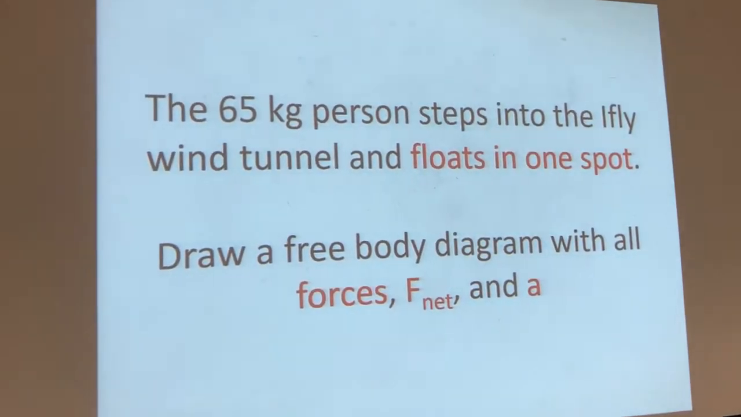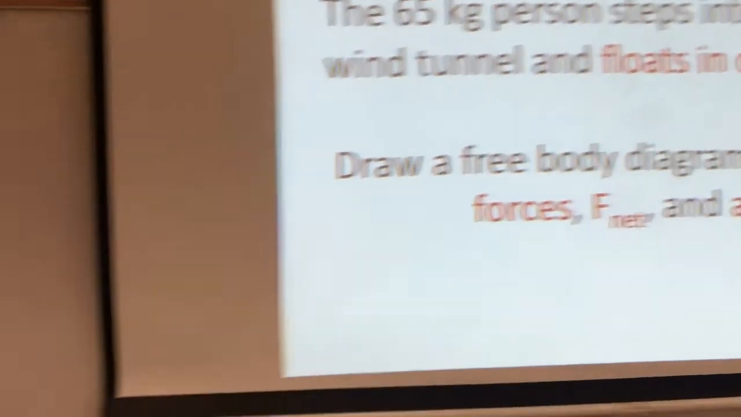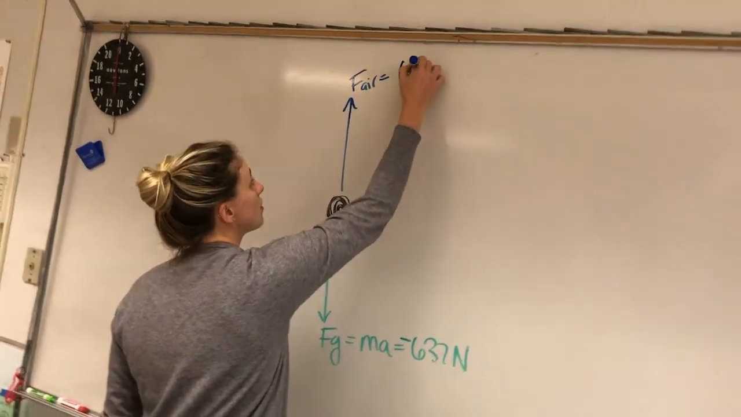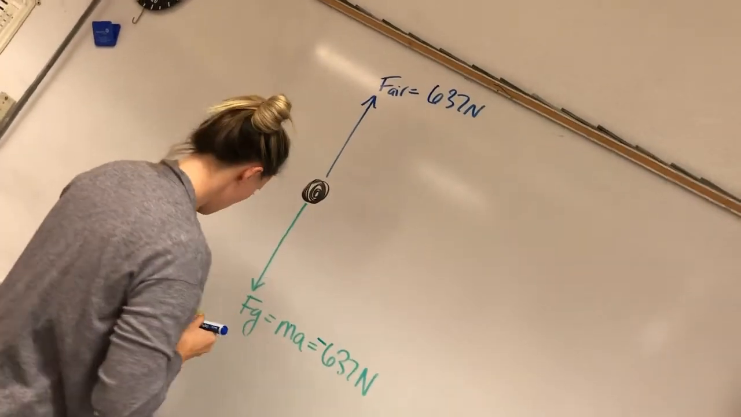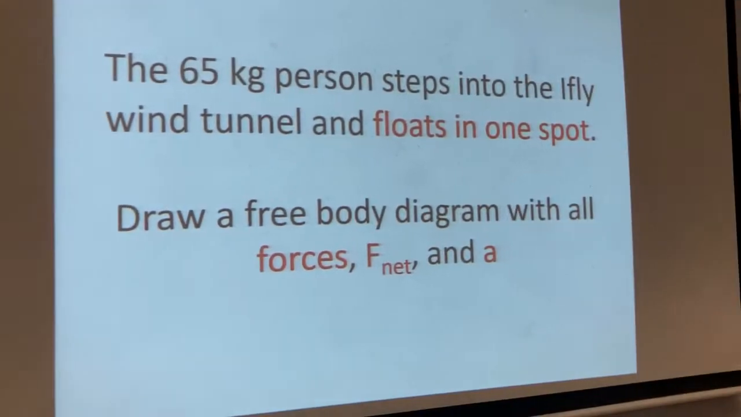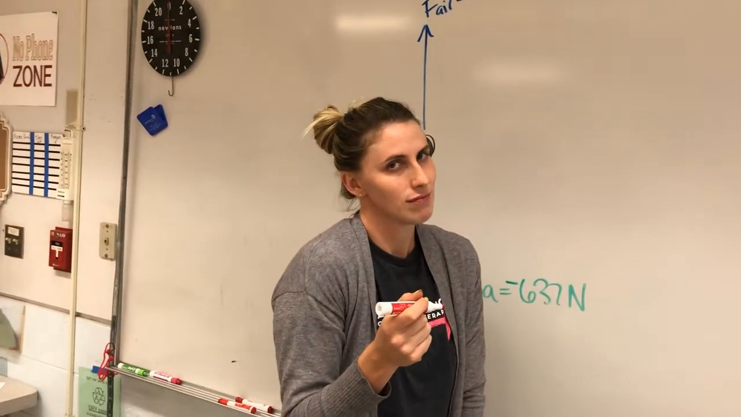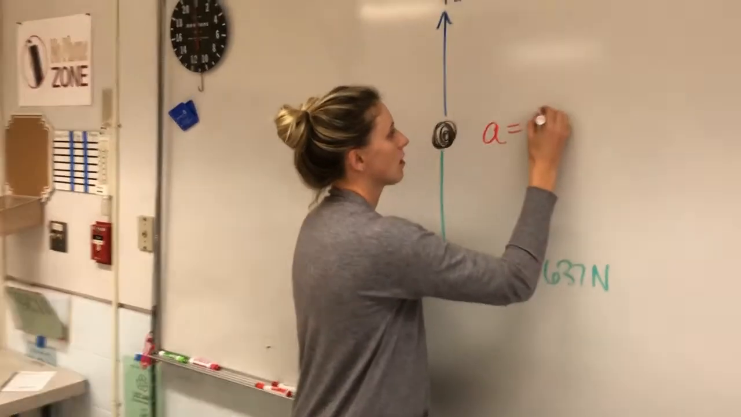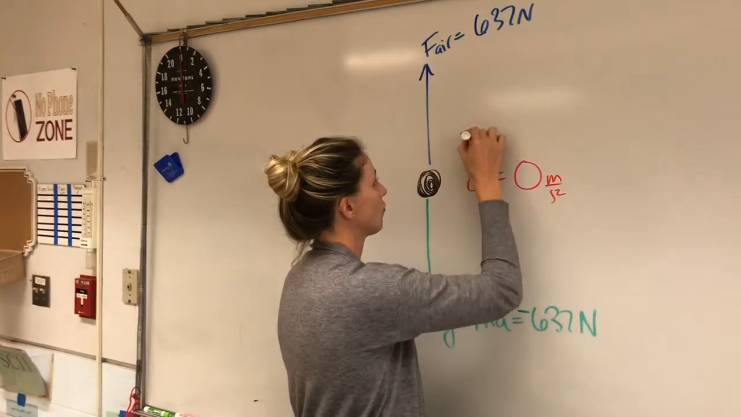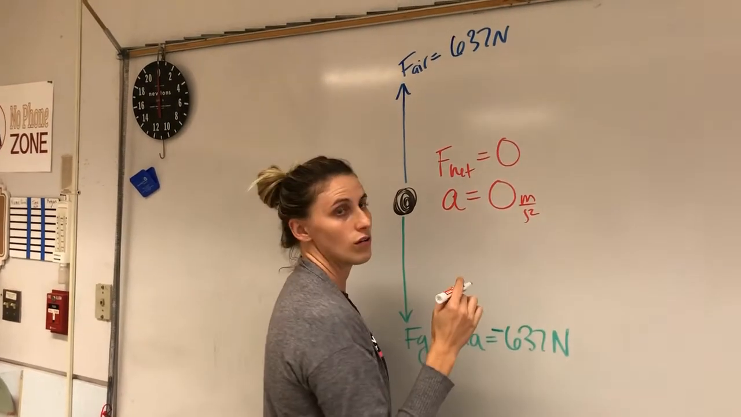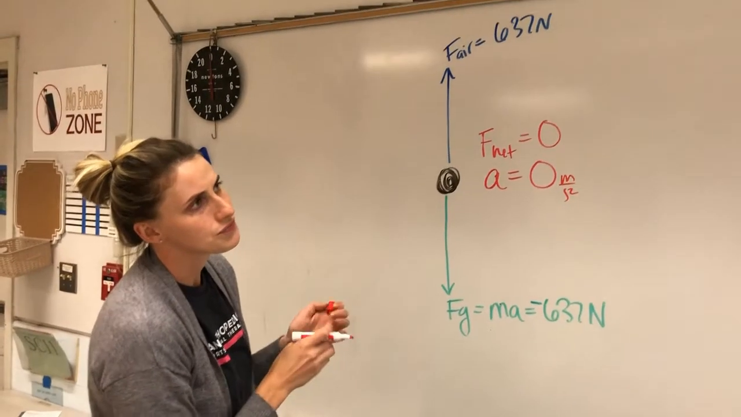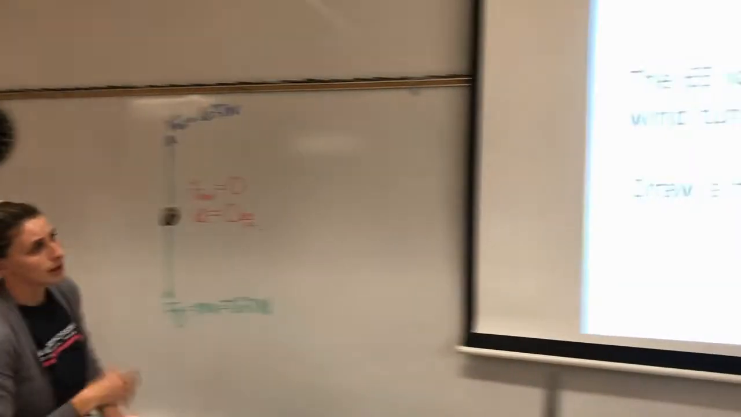If the person is floating at one spot, what's their acceleration? It's kind of like me sitting right here. You're not accelerating, so acceleration is zero. According to Newton's second law, if the acceleration is zero, what's the net force? Net force is 0, right? It means the up cancels out the down. So that's the simple free body diagram with forces.